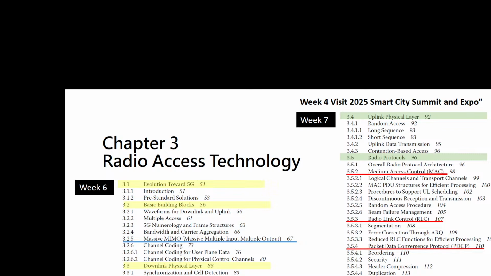Okay, but this week we are not going to talk about some physical information like MAC, the medium access control, and radio link control, and something like the packet data convergence protocol, PDCP, and the service data adaptation protocol, SDAP, and the radio resource control, RRC. But where do we see this, remember?